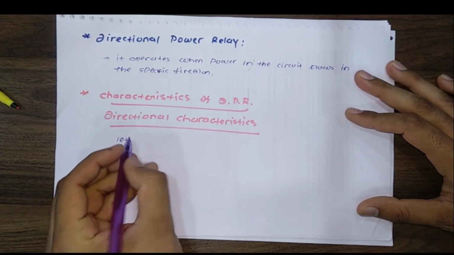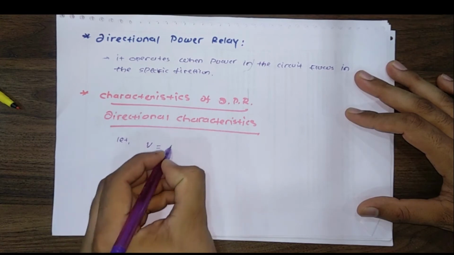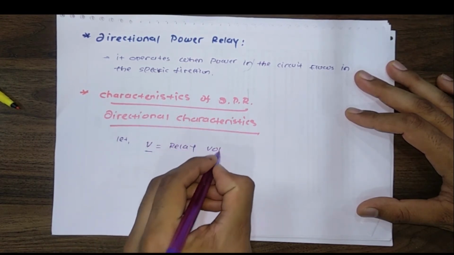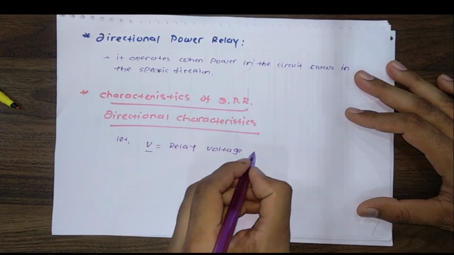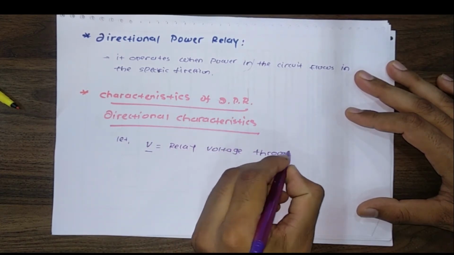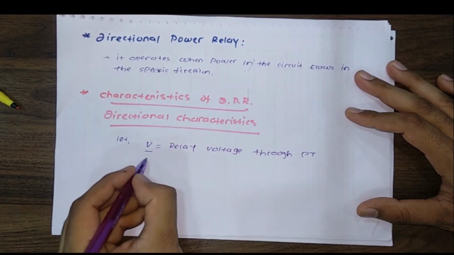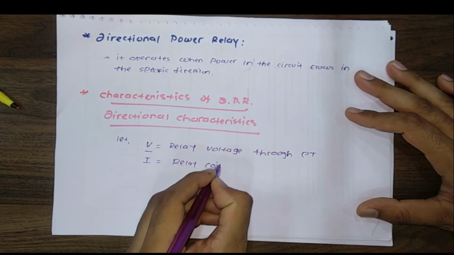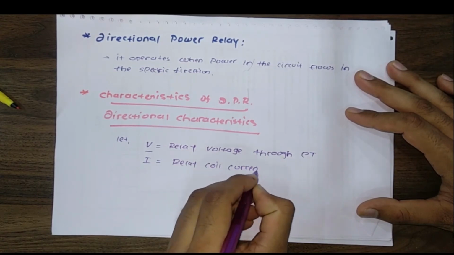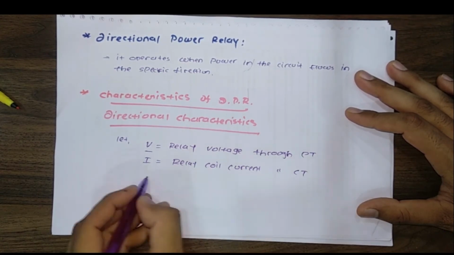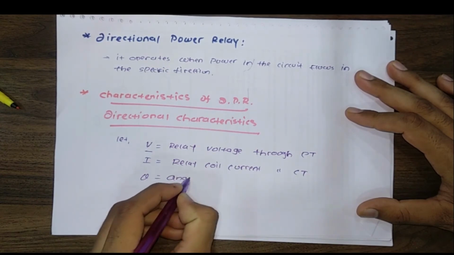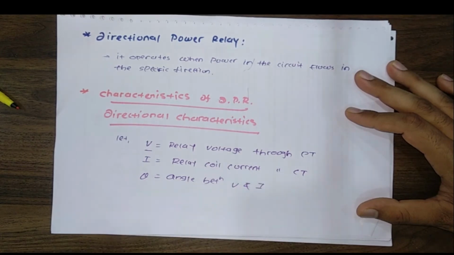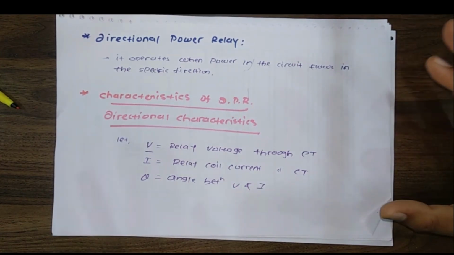For the phasor diagram, let V be the relay voltage, which is actually the applied voltage through PT. Let I be the relay coil current through CT, and theta is the angle between voltage and current.